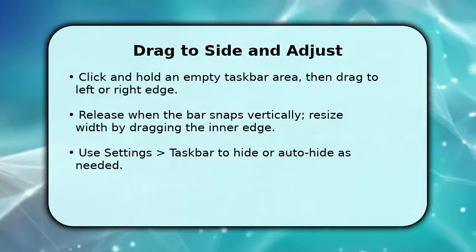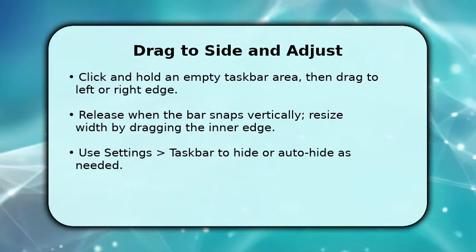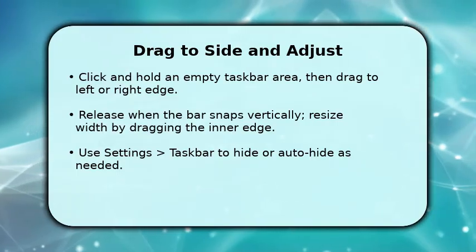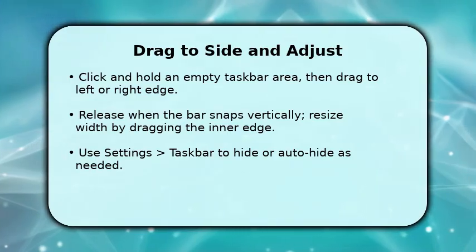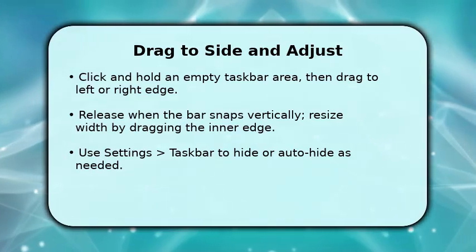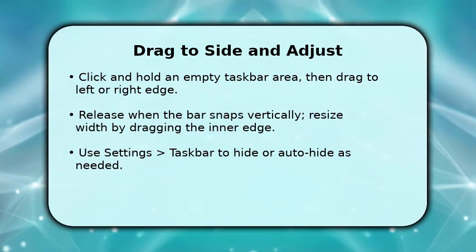If you prefer a cleaner look, open taskbar settings and enable auto-hide or reduce icon sizes. This keeps the sidebar tidy and usable. Finish by right-clicking and relocking the taskbar so it won't shift unintentionally.